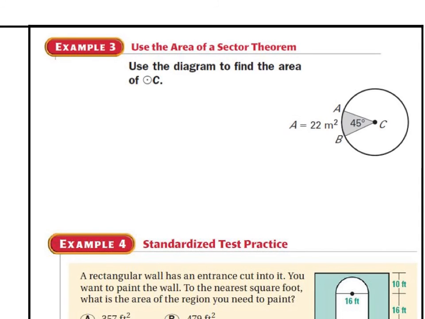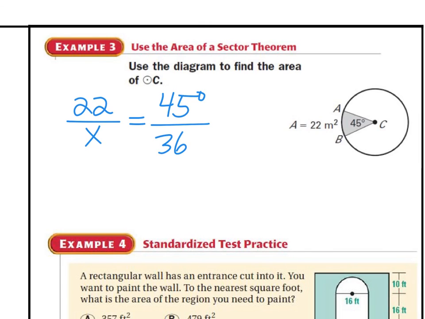We are finding the area of the circle this time. So we don't need to start by solving for anything because everything we need is already given to us. Area of the sector is what? 22 meters squared. Over area of the circle, that's what we want to know. That's equal to the degree part, so 45 degrees, over the whole, 360. Cross multiply and solve, please, to get the area of the circle in meters squared.